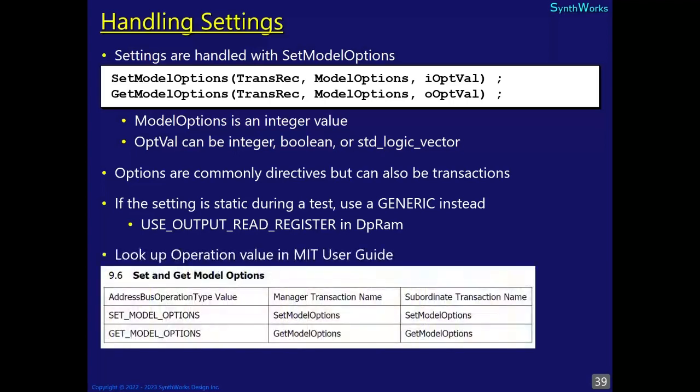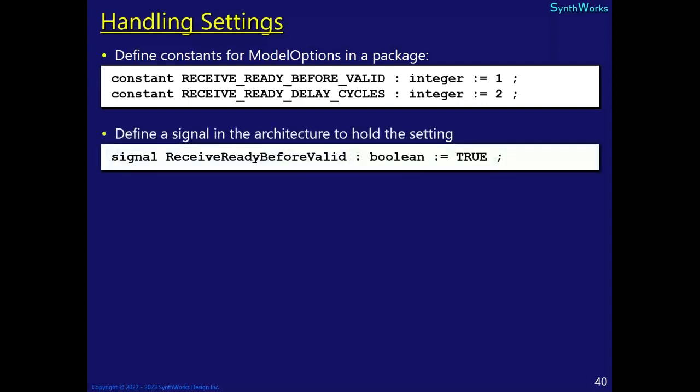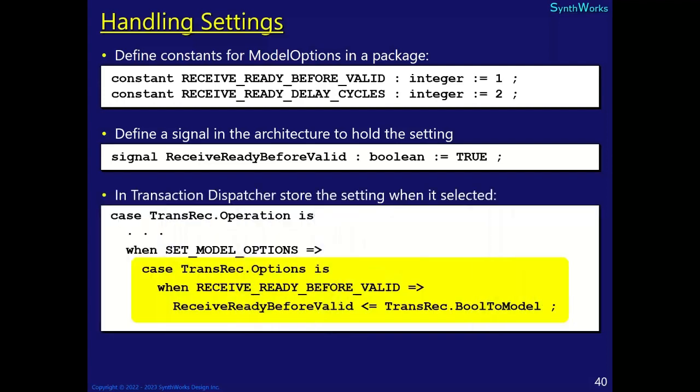Okay. And again, for the set model options, how do we work with it? We just look it up in the user guide. Okay, and what we can do with model options, if we're going to work with it directly, is set up constants. The old Kernighan and Ritchie C enumerations. Then we would define corresponding signals for every one of these settings inside of our verification component. When we call set model options, we decode the operation field to find set model options. We decode the transaction's field to figure out which options we were setting. And then we do our thing.